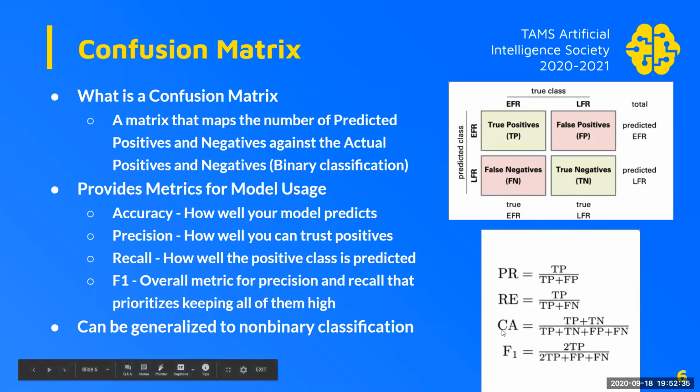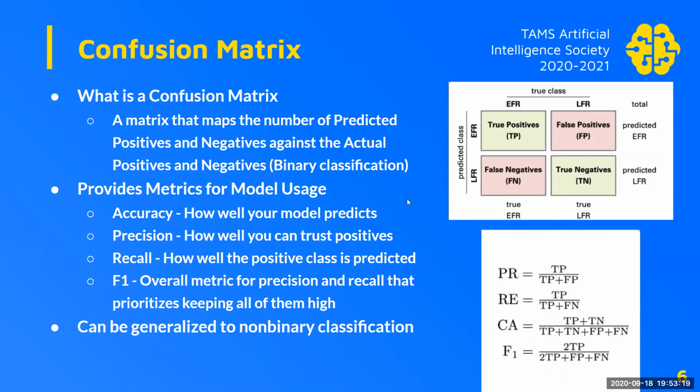So this equation down here is CA. I don't know why it's CA instead of AC or ACC, but this is accuracy. What this says is true positive plus true negative over everything else. When you add them all up, you get every single prediction that the model made. So these are the correct predictions over all the predictions. Like I explained earlier, this is a metric for if you gave it some data, how likely is it to predict it correctly?